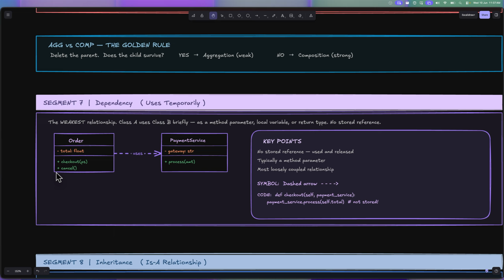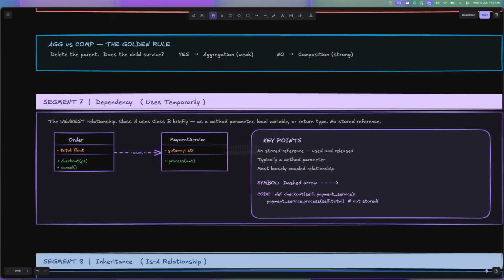So typically, it will be used as a method parameter, as we saw in this example. In the checkout method of the Order class, PaymentService is passed as a method parameter. And this is the weakest relationship, where class A, the Order class, uses class B briefly. So how do you represent this dependency relationship? You use something called a dashed arrow, something like this that you see between Order and PaymentService.